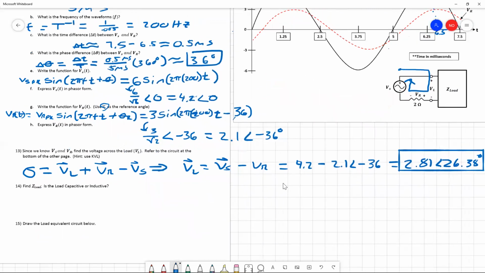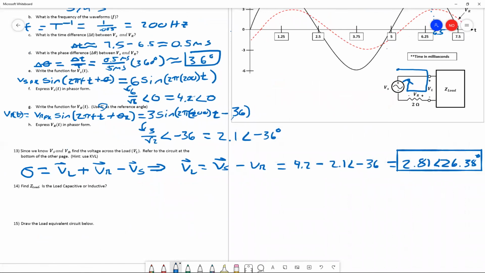Now it wants us to find the load impedance. The easiest way to do it would be to find the current going through the load, and then we can use Ohm's law. So the first step would be to take the resistor's voltage and divide it by the resistor's resistance, or its impedance, which is the same value, and we will get its current.